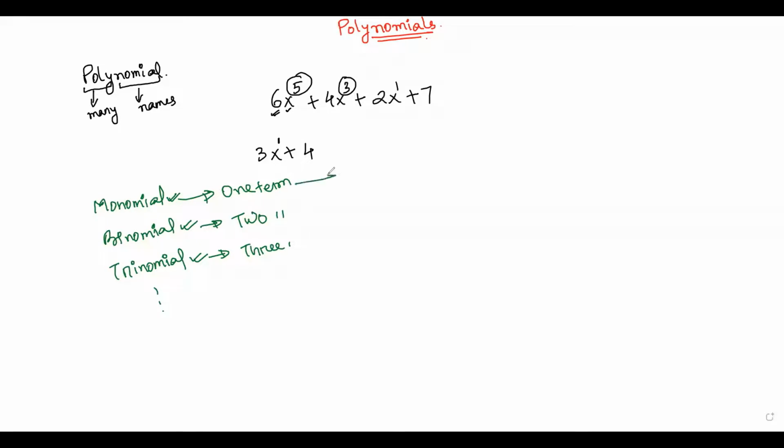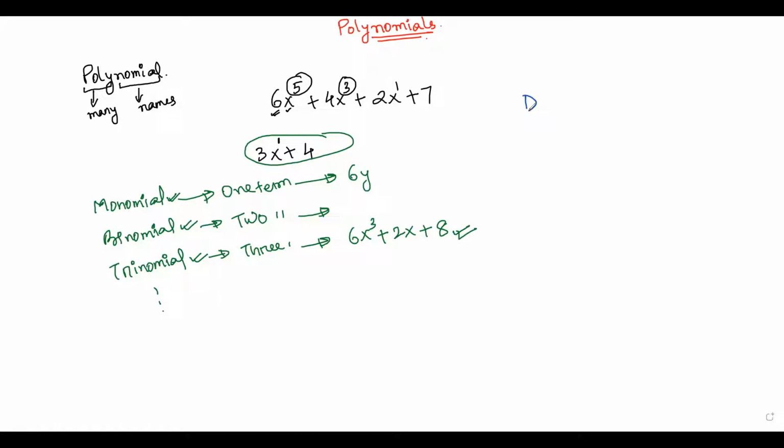One example of a monomial can be simply 6y, where I have considered the variable to be y. In a similar way, one example of a binomial can be 3x plus 4 as it contains only two terms. One example of a trinomial we can take to be 6x cubed plus 2x plus 8. This polynomial consists of three terms, so this can be termed as a trinomial.